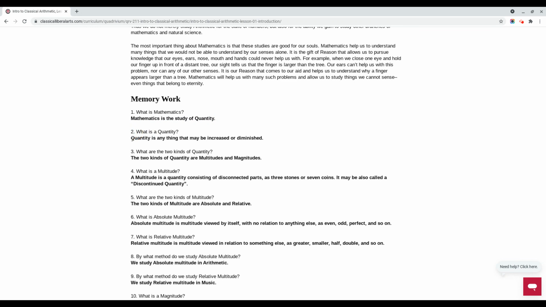Quantity is anything that may be increased or diminished.